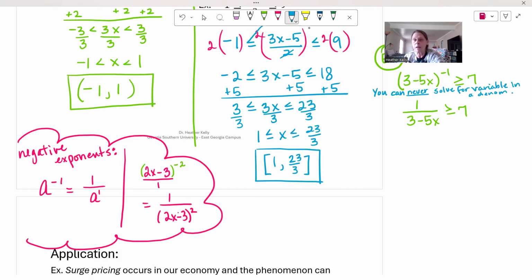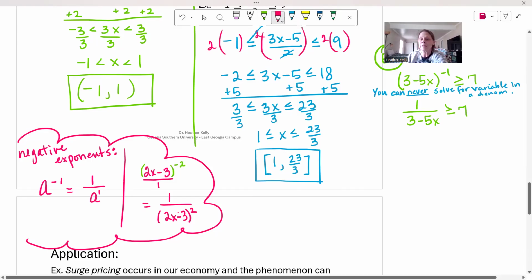It doesn't matter how much math you know, you still always got to get everything up out of that denominator. So how do we do that? We clear the fractions by multiplying through by the LCD. Yes, LCD. And here our LCD is 3 minus 5x because that's the only denominator we have.